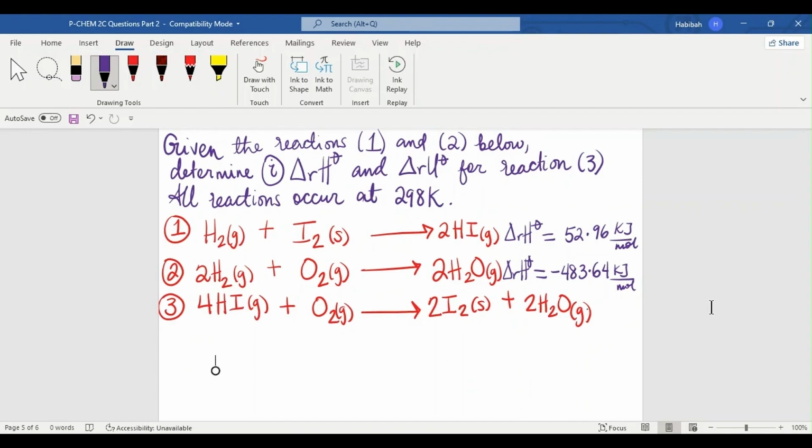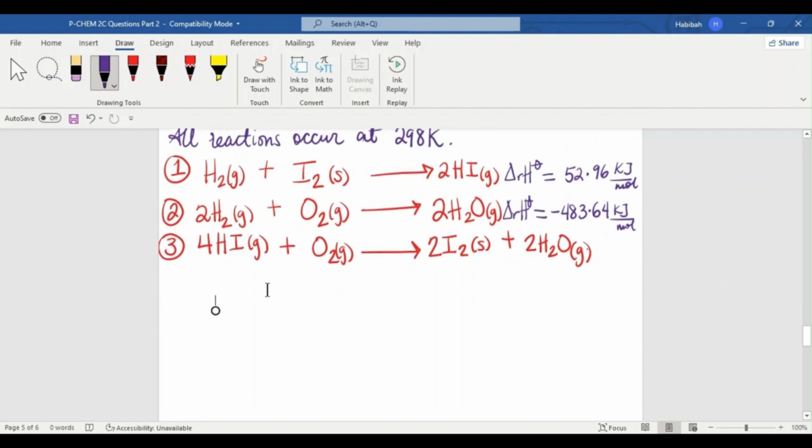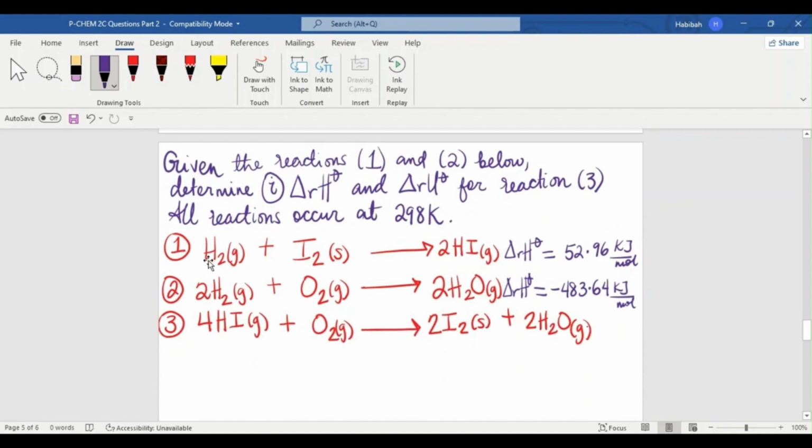All reactions occur at 298 kelvins. So the first thing you have to note is this. Equation 1 is given to us, equation 2 is given to us, and equation 3 is given to us. So the reaction equations for 1, 2, and 3 are given to us. But we are asked to only determine the change in enthalpy for reaction 3.